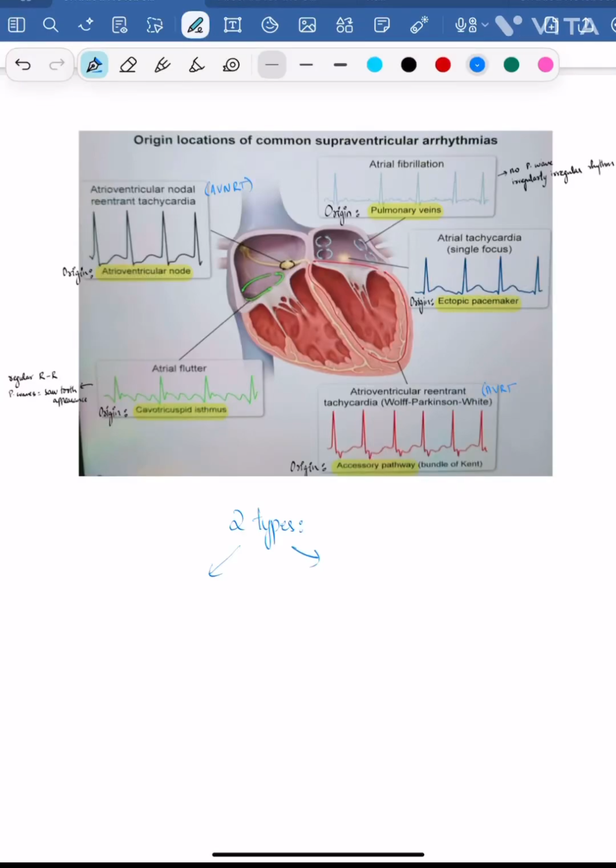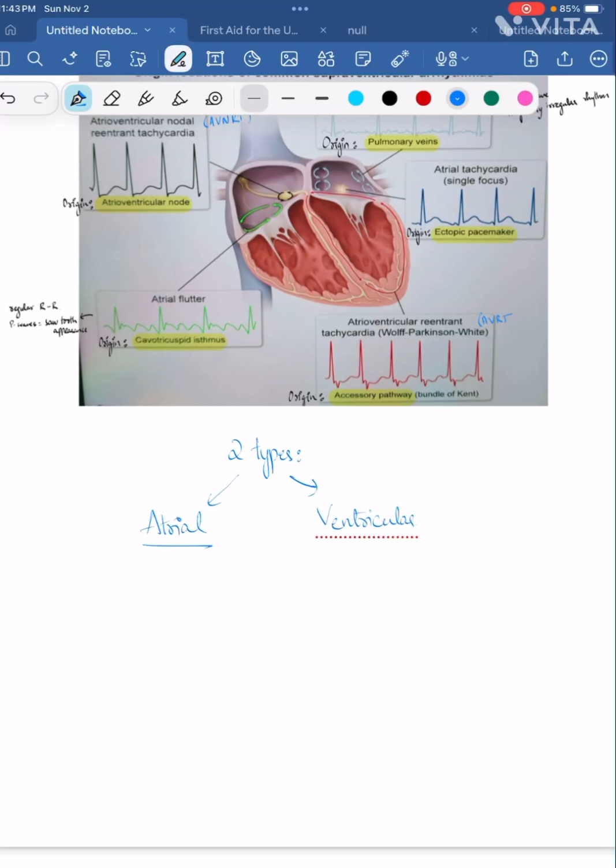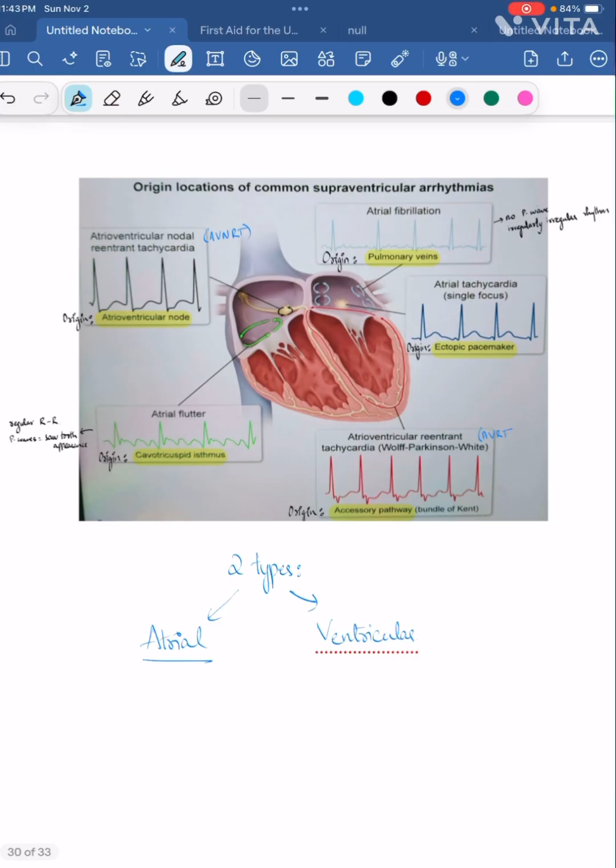In this video, we will discuss the different types of arrhythmias. It's broadly classified into two types: one is atrial arrhythmias and one is ventricular arrhythmias. Atrial arrhythmias are those which originate from the atria, and ventricular arrhythmias are those which originate from the ventricles. In the atrial arrhythmias, we can call them supraventricular arrhythmias.